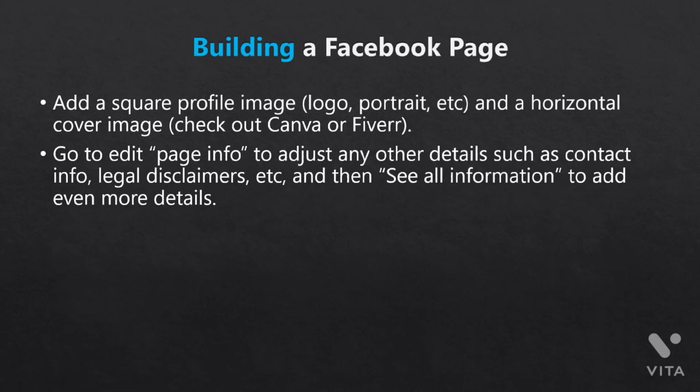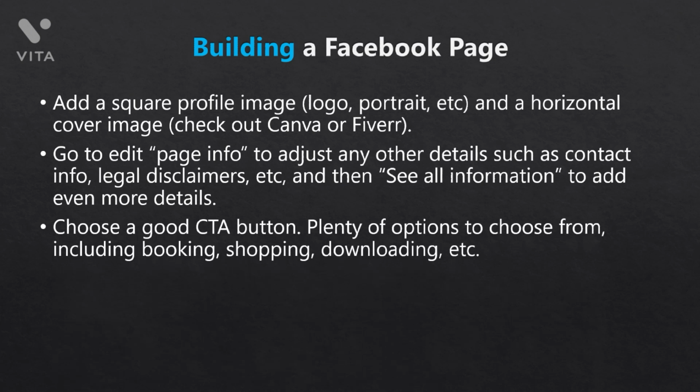Here you can add categories, descriptions, contact info, location, legal disclaimers, and so on. Then, go to See All Information and see if there's anything else you want to add, such as awards, privacy policy, and so on. Finally, you'll want to add a call to action button to the top of your page. This CTA button can be for booking services, contacting you, purchasing or shopping, downloading something, or even a generic Learn More. After choosing one of these categories, you'll have a choice of more specific CTA wordings to select from.